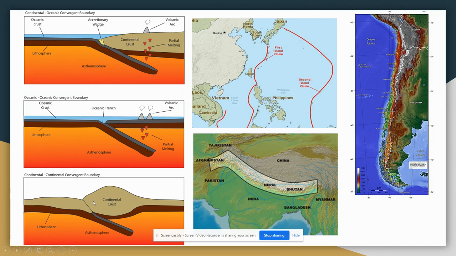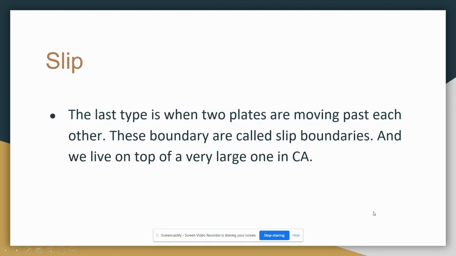So in continent to continent collisions, you form mountains, but not a lot of volcanoes. In ocean to ocean crust collisions, you form trenches with a lot of volcanoes. And in ocean to continent crust collisions, you form mountains, but also a lot of volcanoes. So those are the three options.